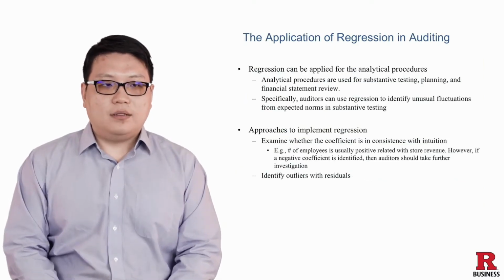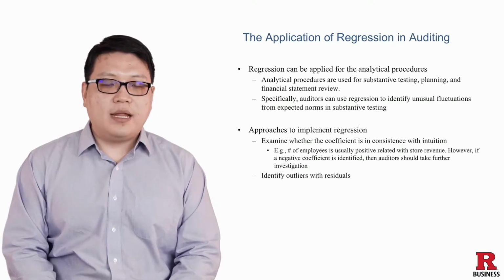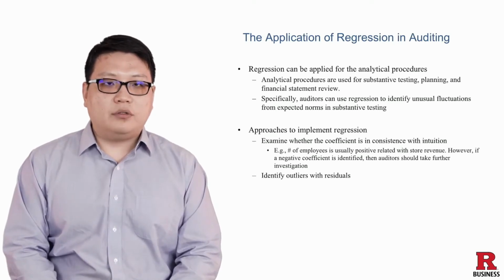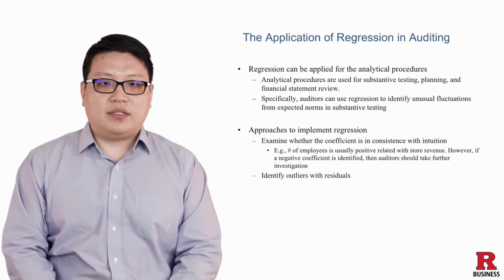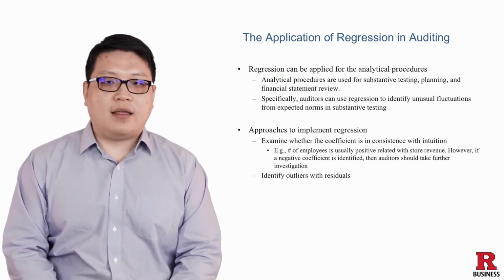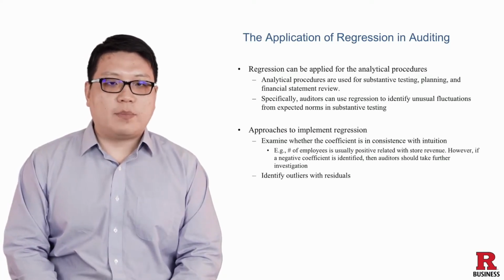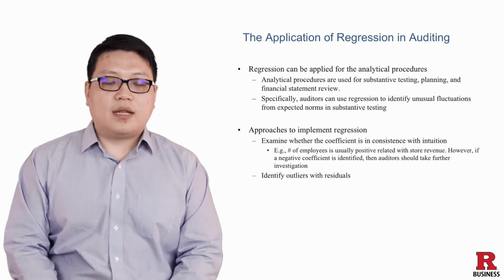So we just finished describing those different types of regression, and finally I'm going to introduce you to this little application of regression in auditing. Auditors can apply regression for analytical procedures, and especially for substantive testing, where auditors can use regression to identify unusual fluctuations from expected norms.